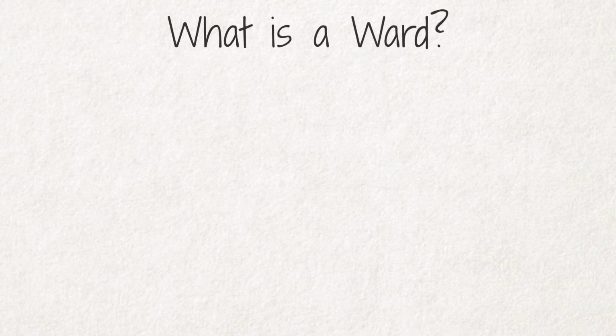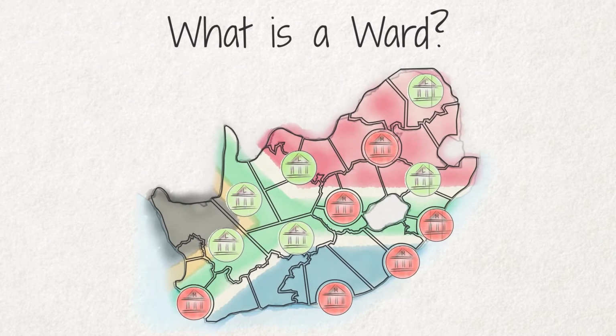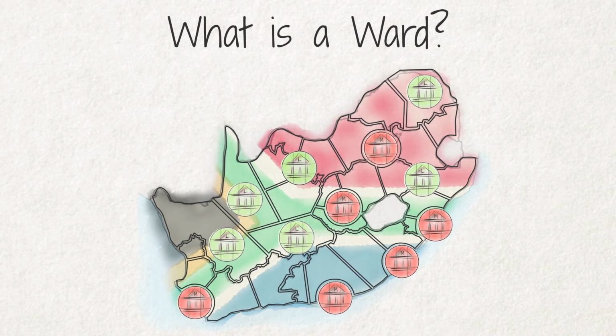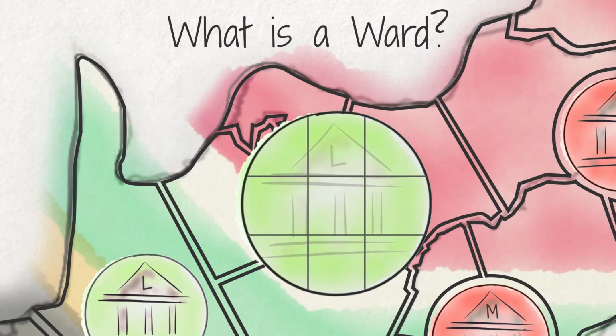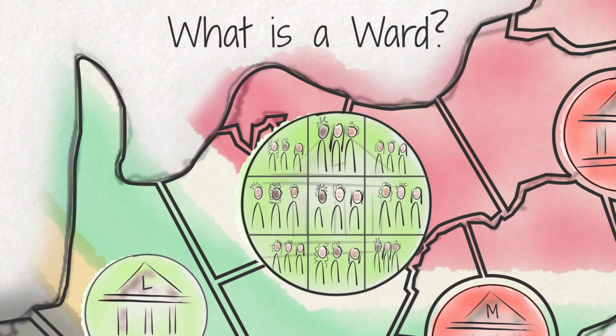What is a ward? A ward is an electoral area within a metropolitan or local municipality established by the Municipal Demarcation Board. All municipal wards have clearly defined boundaries and have approximately a similar number of registered voters living within these boundaries.